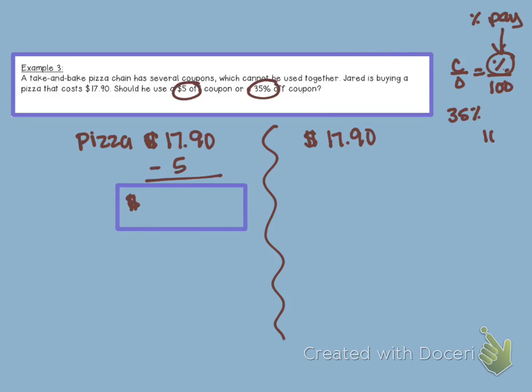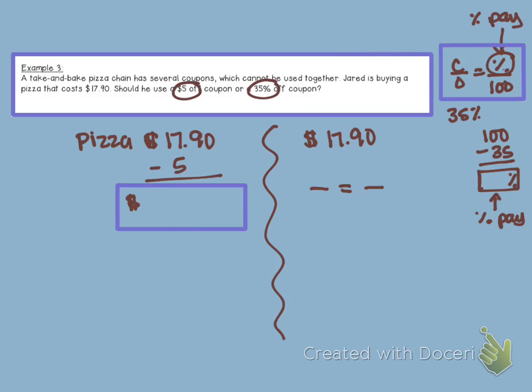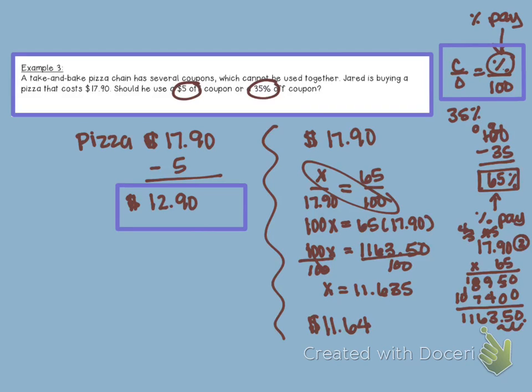So that means if I have 100% and I get a discount of 35%, this is the percent pay. So I want you to subtract 100 minus 35, and then plug that into this proportion right here and solve. Press play when you are finished. So you should have gotten $12.90 for the first one and $11.64 for the second one. And if you didn't, press pause and check my math and then press play again.